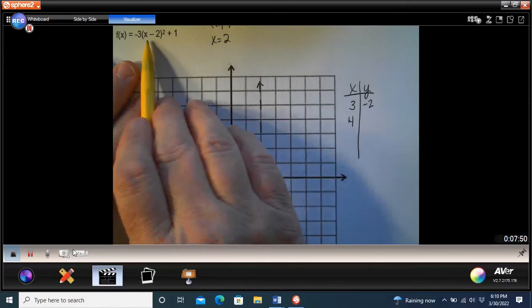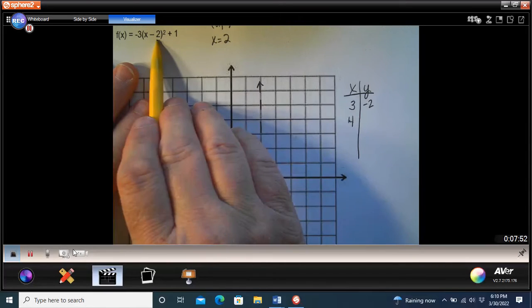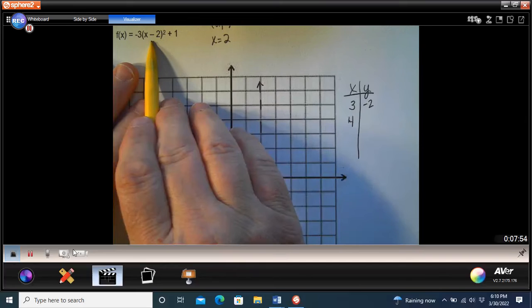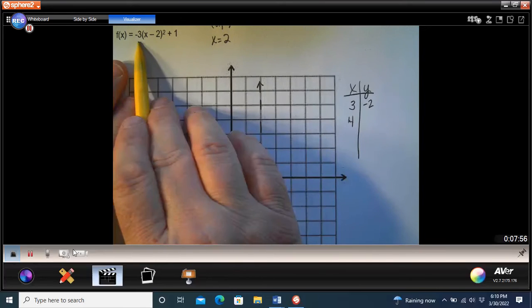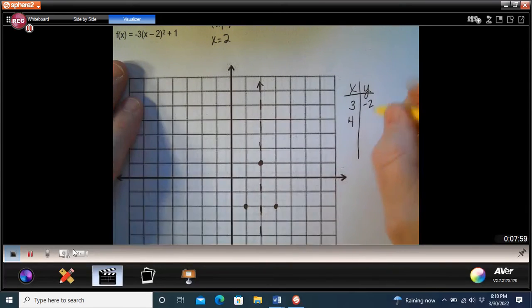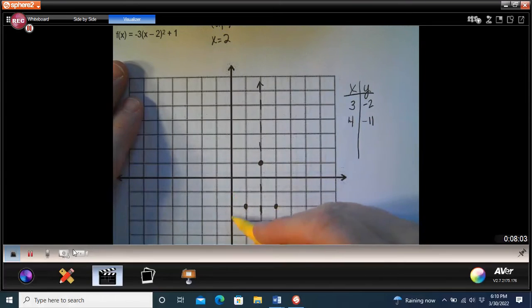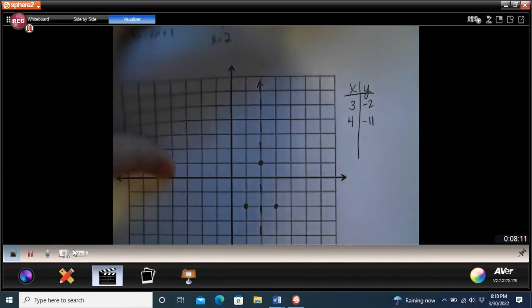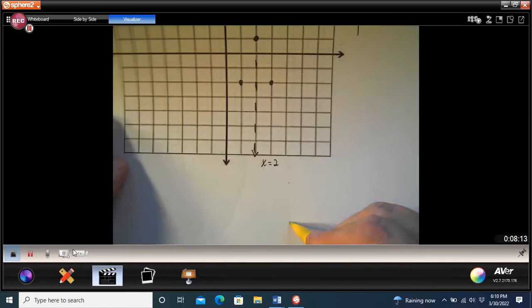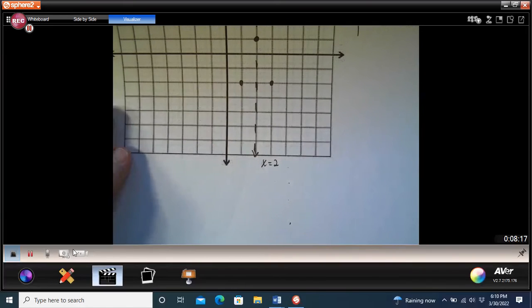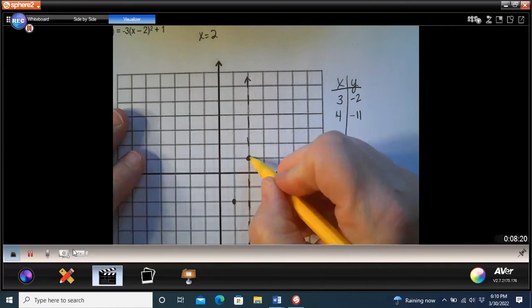Let's see. 4 minus 2 is 2, and 2 squared is 4, times -3 is -12, and -12 plus 1 is -11. So 1, 2, 3, 4, 5, 6, 7, 8, 9, 10, 11. It's somewhere down here. You can't see, but if I keep counting and go down, it's somewhere down here. So I'm not going to worry about it. I have enough points because I know what a parabola is supposed to look like.